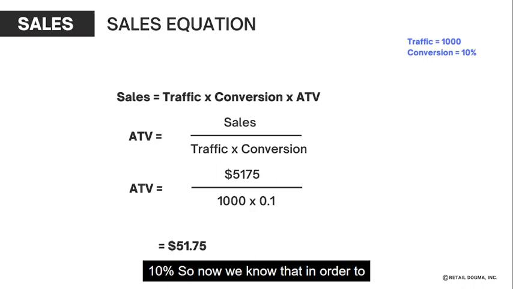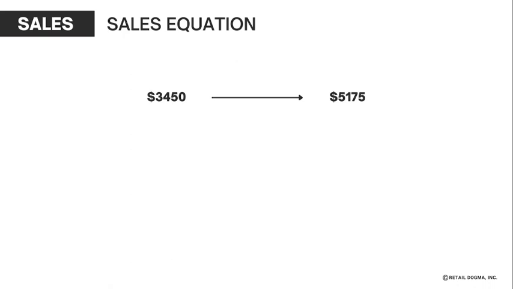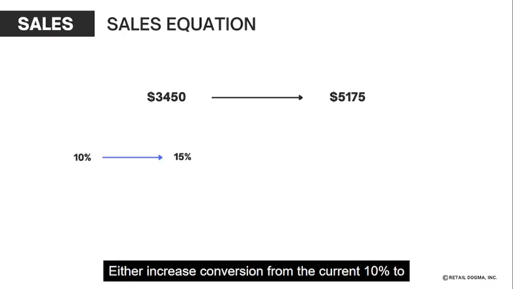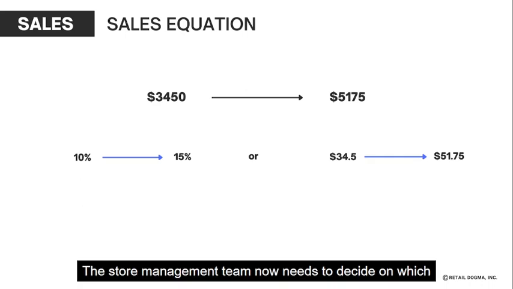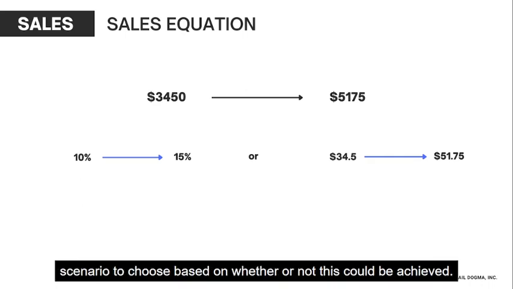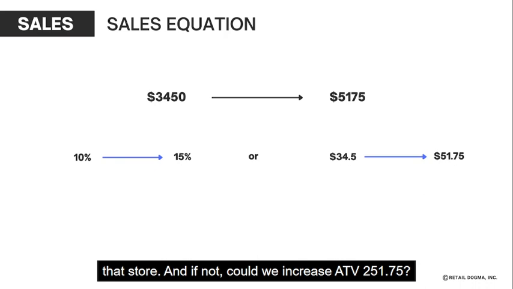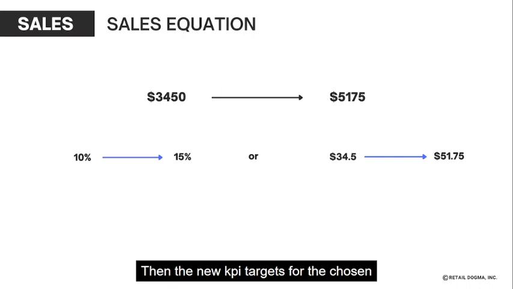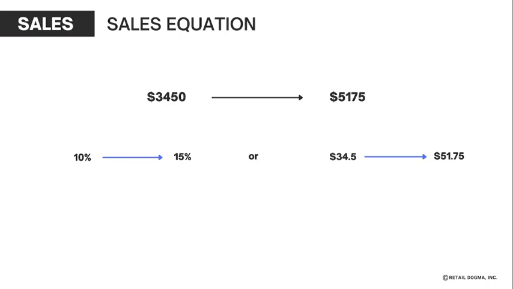So now we know that in order to hit our sales goal at the same traffic level, we need to do one of the two things. Either increase conversion from the current 10% to 15%, or increase ATV from 34.5 to 51.75. The store management team now needs to decide on which scenario to choose, based on whether or not this could be achieved. For example, is 15% conversion achievable for that store? And if not, could we increase ATV to 51.75? Then the new KPI targets for the chosen scenario will be shared with the team and measured by the next period.